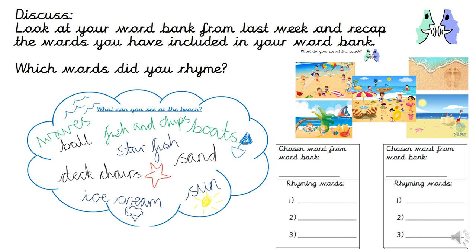Just like yesterday, I want you to discuss your ideas before we start writing them down, because it's really good to talk about these things and make sure you re-jog your memory of what you want to write about. So look at your word bank from last week and recap the words that you have included in your word bank. Think about what you could see at the beach. Also think about what words you chose to rhyme, because these are super important and you'll need these to be at the end of the line. So pause the video now and chat about your ideas of what you could write in stanza 2 of the poem.